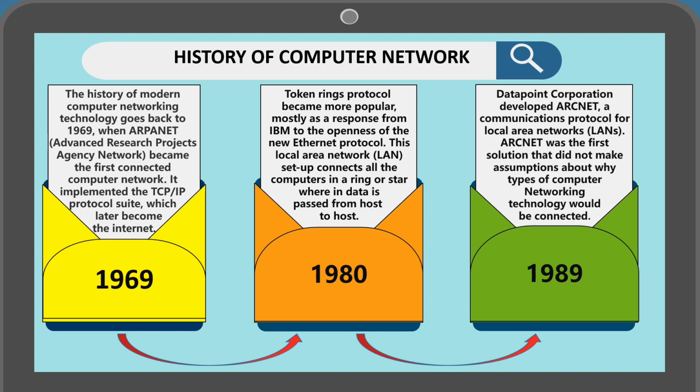In 1980, token ring protocol became more popular, mostly as a response from IBM to the openness of the new internet protocol. This local area network, LAN, setup connects all the computers in a ring or star wherein data is passed from host to host. In 1989, Data Point Corporation developed ARCNET, a communication protocol for local area networks, which is LANs. ARCNET was the first solution that did not make assumption about what type of computer networking technology would be connected.